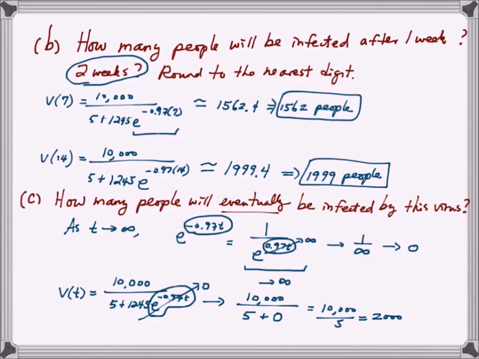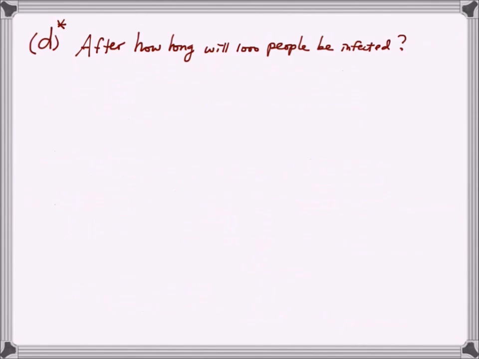The message given here is that the number of people infected by the disease eventually stabilizes, likely due to vaccines, treatments, or preventive care, etc. This type of model is called a logistic model. Another question, which involves another type of mathematics, is: after how long will a certain number of people be infected? So for example, 1,000 people.